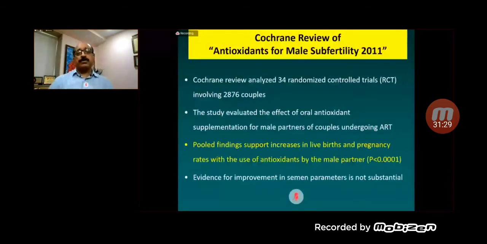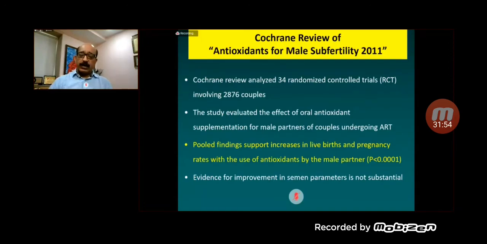The role of antioxidants. In the last 10 years, we have really been faced with a huge amount of antioxidants available in the market, and all are claimed to improve male fertility. There's a Cochrane review published in 2011 that took into consideration 34 randomized controlled trials with 2,876 couples. The study evaluated the effect of oral antioxidants.